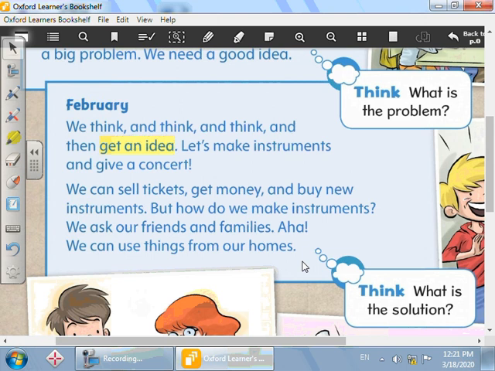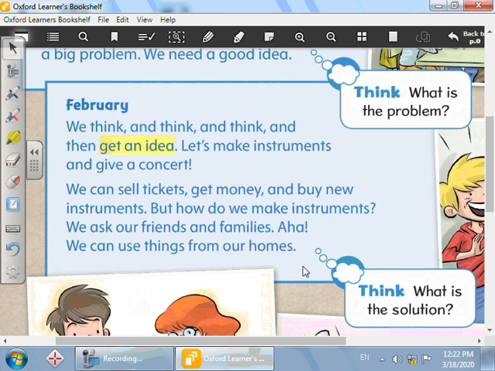Now, what do you think? Did they really get a smart idea? Yes. Tremendous. What is the idea? Super. The kids will sell tickets to people to come to the concert. Then get money from selling the tickets, and by this money they are going to buy new instruments. What a nice and smart idea.